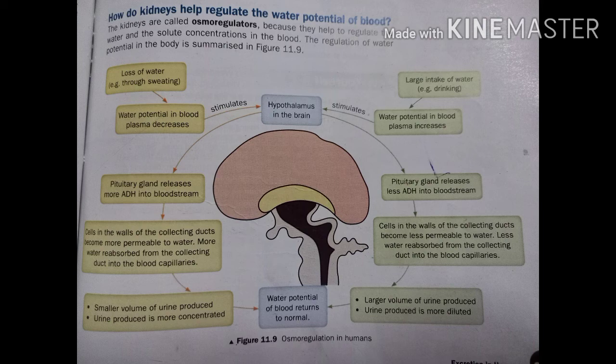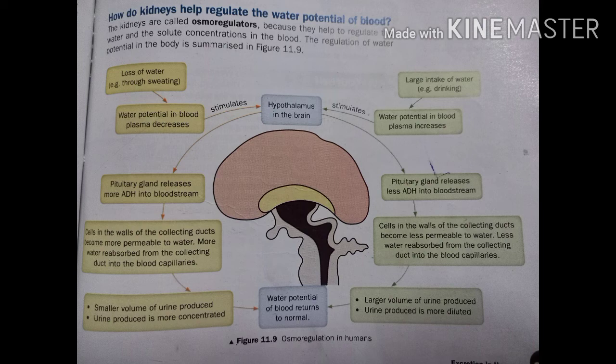Now come to the other side. Loss of water, it's a hypertonic condition now. Loss of water is happening through sweating. Water potential in the blood plasma decreases, which can stimulate the hypothalamus in the brain, and it can release a hormone, that is the pituitary hormone.